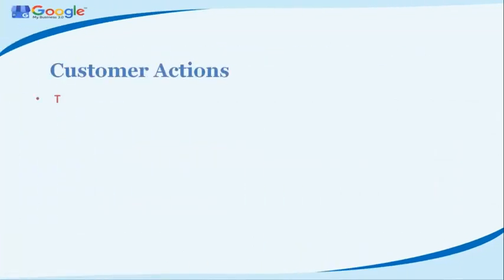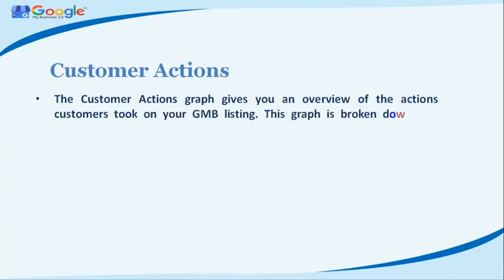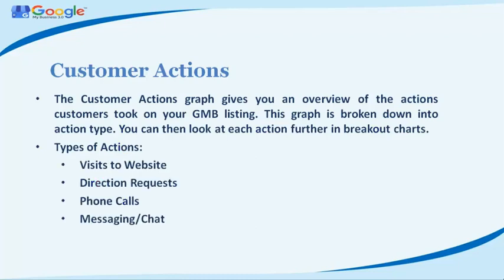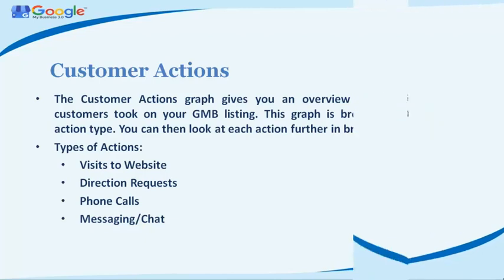Customer actions. The customer action graph gives you an overview of the actions customers took on your GMB listing. This graph is broken down into action type. You can then look at each action further in breakout charts. Types of actions: visits to website, direction requests, phone calls, messaging, chat.